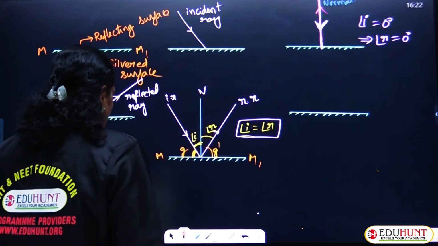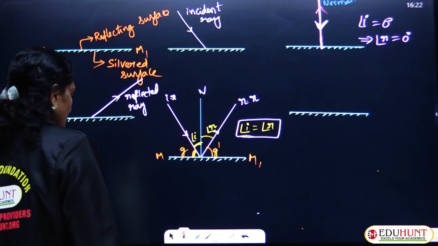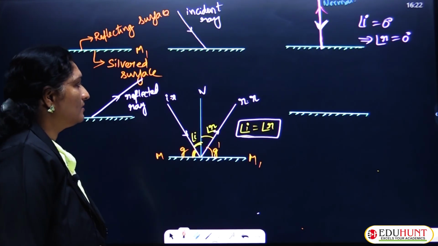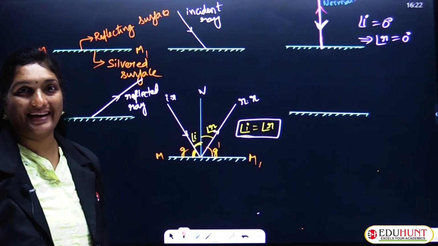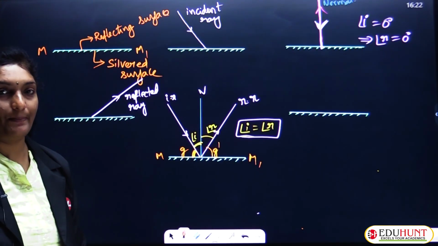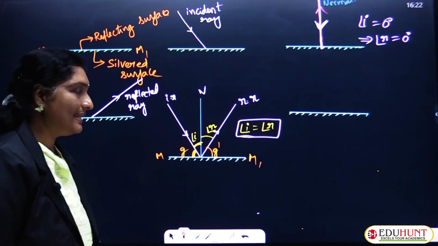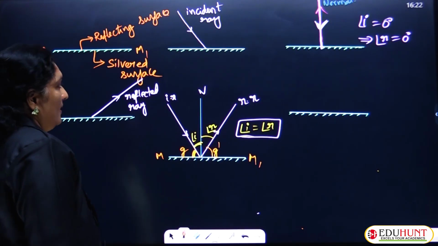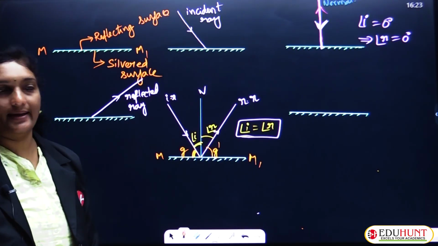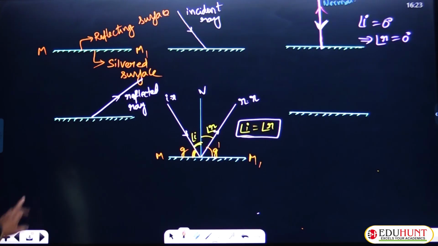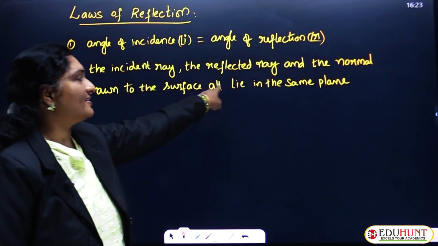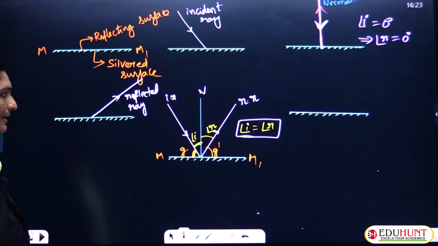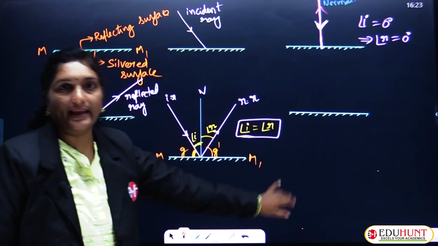Okay, children. I hope you understood all the concepts related to the light ray, incident light ray, reflected light ray, plane mirrors, glazing angle, incident angle, reflected angle, everything. Okay. And one more last term I have to explain, which also includes the second law. The incident ray, the reflected ray, and the normal drawn to the surface all lie in the same plane. This blackboard is a plane.